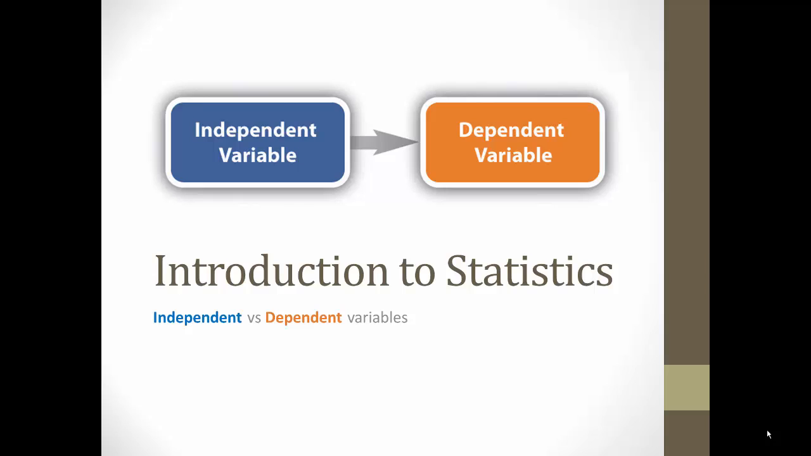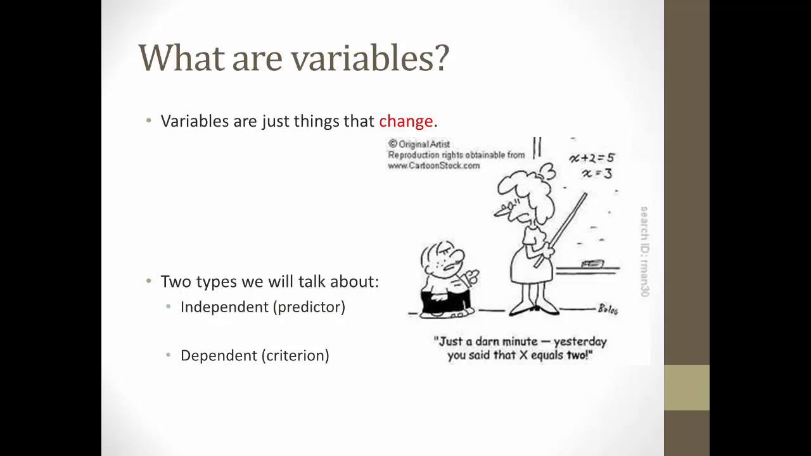Today we're going to talk about independent versus dependent variables. What are variables? Variables are just things that change. The two types we're going to talk about are independent, which are the predictors, and dependent, which is the criterion.